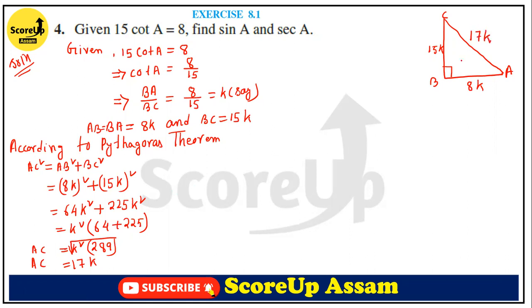Now it is easy to find the value of sin A. So sin A will be, sin A means what? Perpendicular by hypotenuse. What is the value of perpendicular? 15K. Hypotenuse 17K. That means ultimately sin A is equal to 15 by 17. Right?